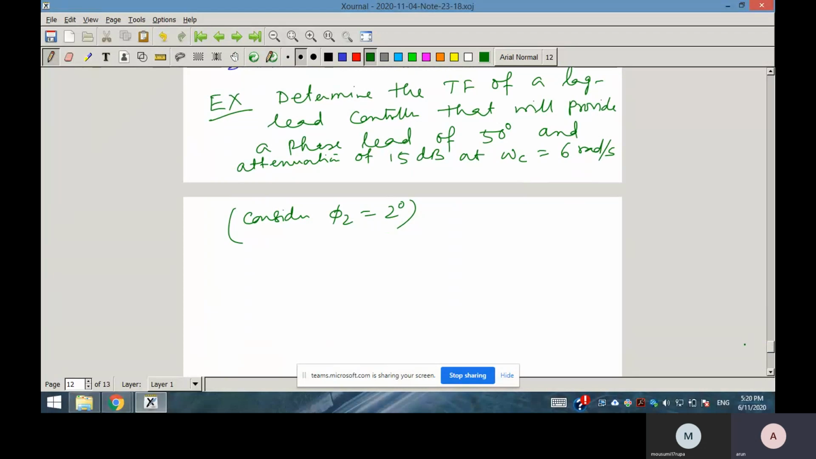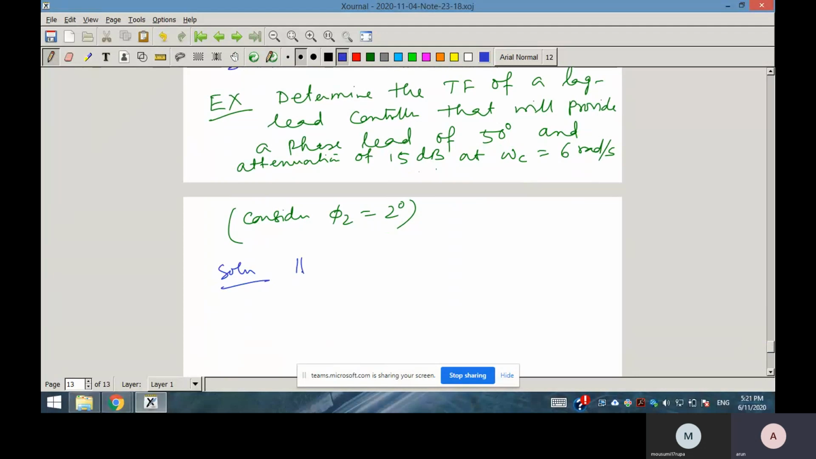But now we'll solve only this lag lead controller, and here how much phase lead is needed is given. How much attenuation has to be given is also given. But in an actual problem, that will not be given. We have to find, depending on our requirement, how much phase lead is required and how much attenuation is required. So we will do the solution of this problem for the time being.